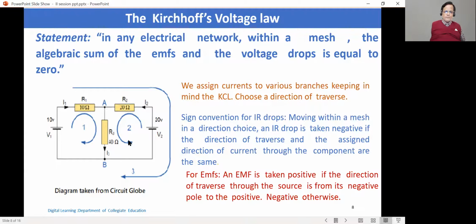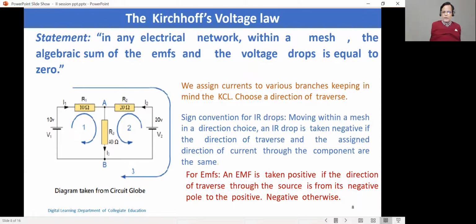So, to understand KVL, we first adopt a sign convention. We first assign currents to each branch in a direction of our choice, keeping only the KCL in mind, which means not all currents can be going into the node, not all currents can be coming into the node. When we have done that, we have assigned the currents and we have decided on a direction of traverse.